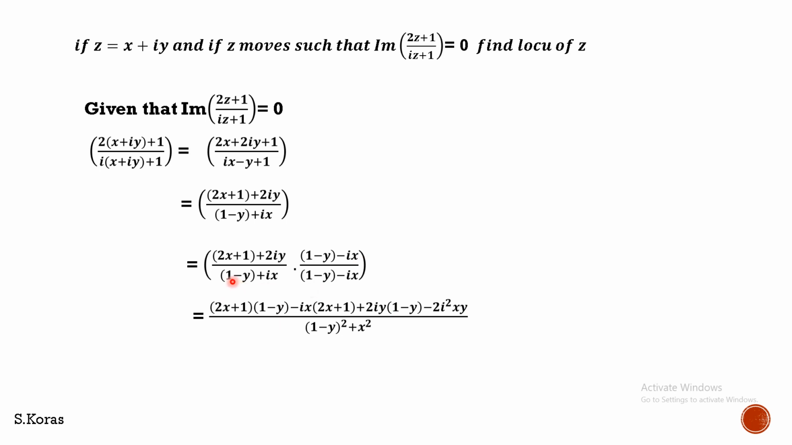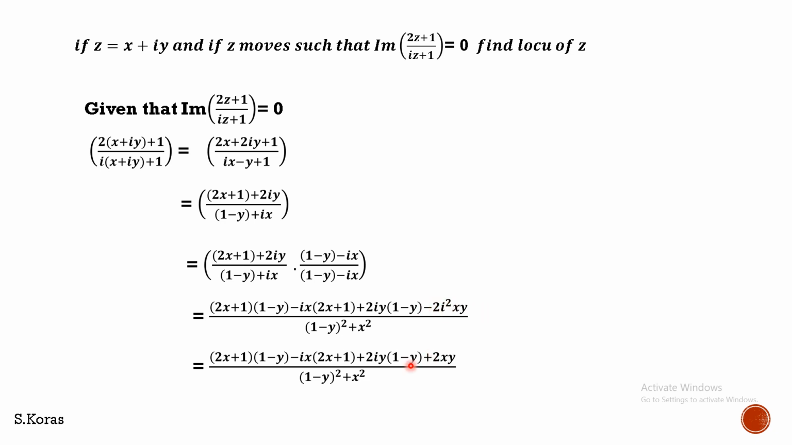For the denominator, there is no need of multiplying like this because this is complex, this is its conjugate. To multiply, the simple way is real part square plus imaginary part square. Here the real part is 1 minus y, here the imaginary part is x, so x square. So we have simplified this. Let us try to simplify this again. This i square value is minus 1, so minus 2xy becomes plus 2xy.